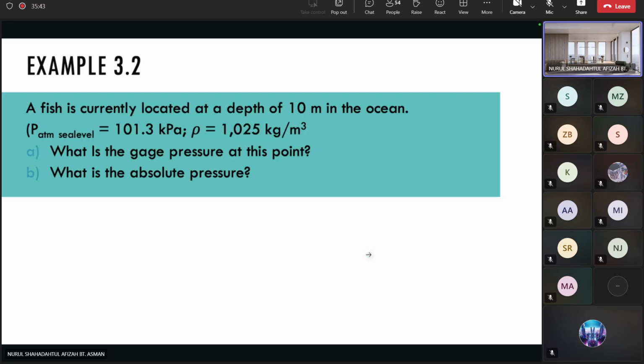Example 3.2, a bit tricky. A fish is currently located at a depth of 10 meters in the ocean. The atmospheric pressure at sea level is 103 kilopascal with a density of 1025 kilogram per meter cube. What is the gauge pressure at this point? And the second question is, what is the absolute pressure? Okay, I can give you 5 minutes to try to do it.